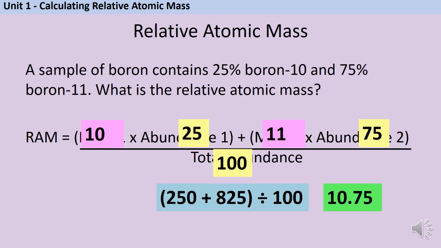At this point, I would always suggest that you do a common sense check. Your final answer for relative atomic mass has to be somewhere between your lightest isotope and your heaviest isotope, which here it is. You're also expecting that it will be closer to the isotope that you've got more of. So here my final answer is closer to 11 than 10 because I've got more of the isotope that has a mass number of 11.